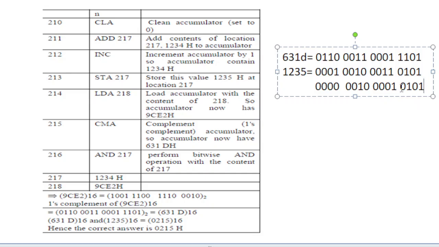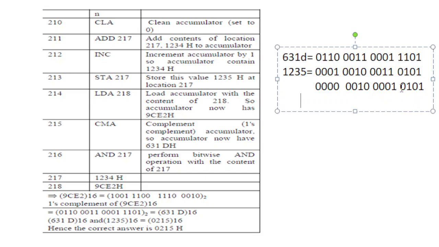So what are these digits in hexadecimal? 0000 means 0. Next, 0010 means 2. Next, 0001 means 1. And 0101 means 5. This is the result we get: 0215. I hope this is clear for you, and thank you for watching this class.